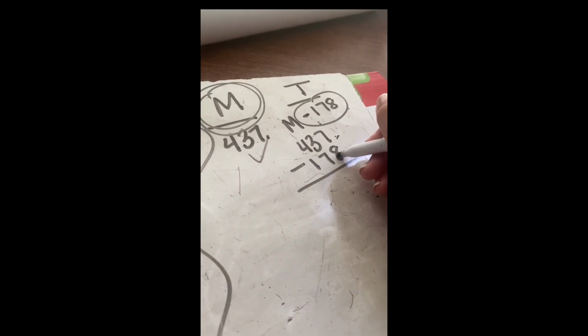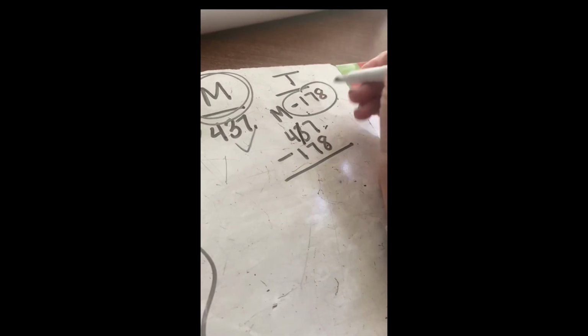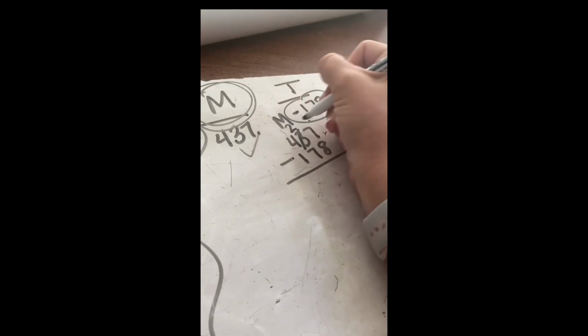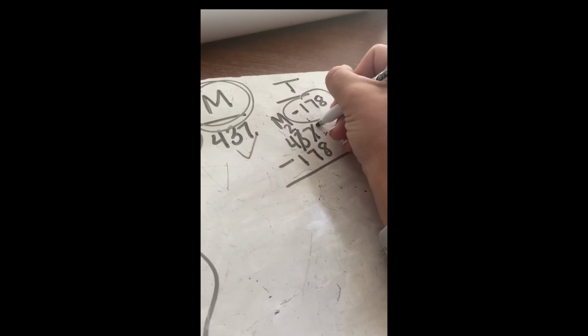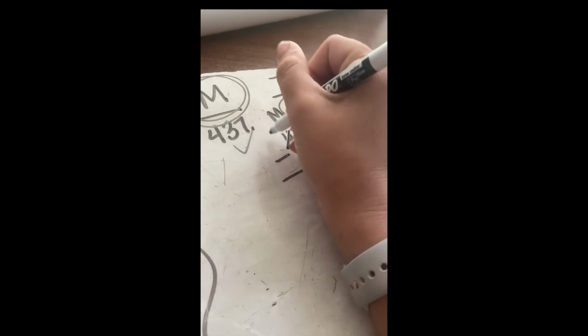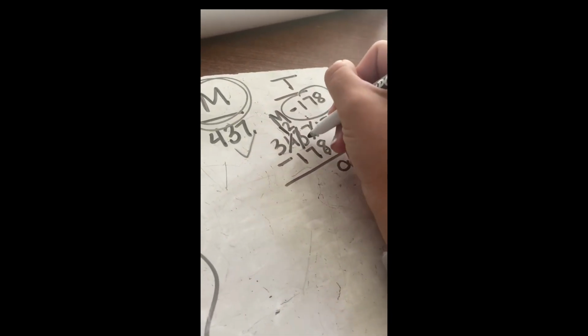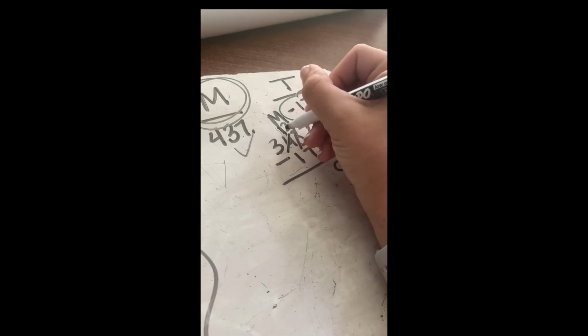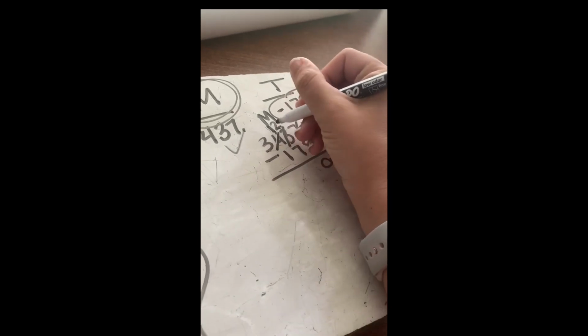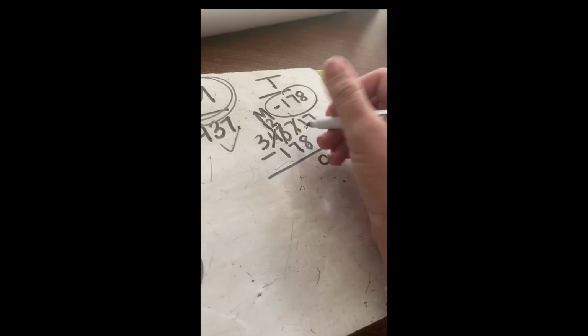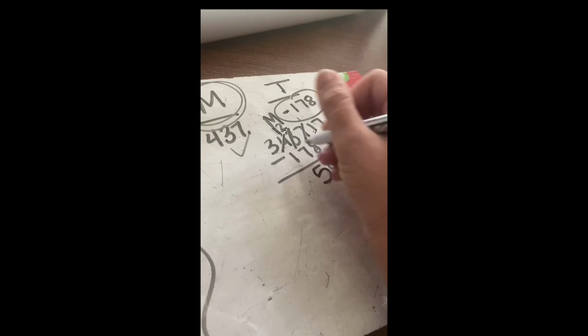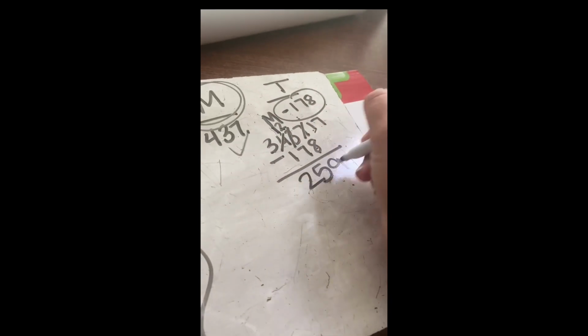7 minus 8. I can't do it. So I go next door to my tens and they give me 1 ten, which makes this 2 tens. They give me 1 ten plus 7 ones is 17, minus 8 is 9. 2 tens minus 7 tens, I can't do it, so I go next door to my hundreds. This becomes 3 hundreds. They give 100 to my tens, 10 tens, so 10 tens plus 2 tens is 12 tens. 12 minus 7 is 5. 3 hundreds minus 1 hundred is 2 hundreds.